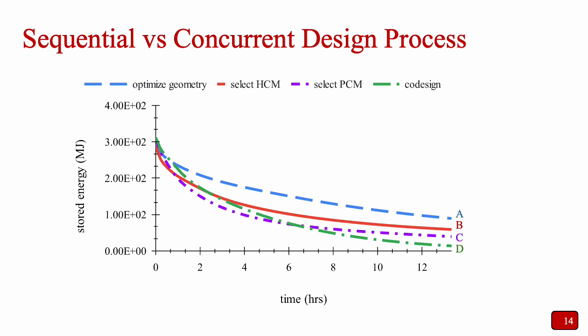We illustrate the discharge curves for the different design processes. The blue dashed line A represents optimizing only the geometry. The red B and purple C lines show the sequential material selections. The green dashed line D, representing our co-design, clearly shows a much larger energy discharge. We observe an improvement of 11% in the final performance comparing the sequential and concurrent design paradigms.